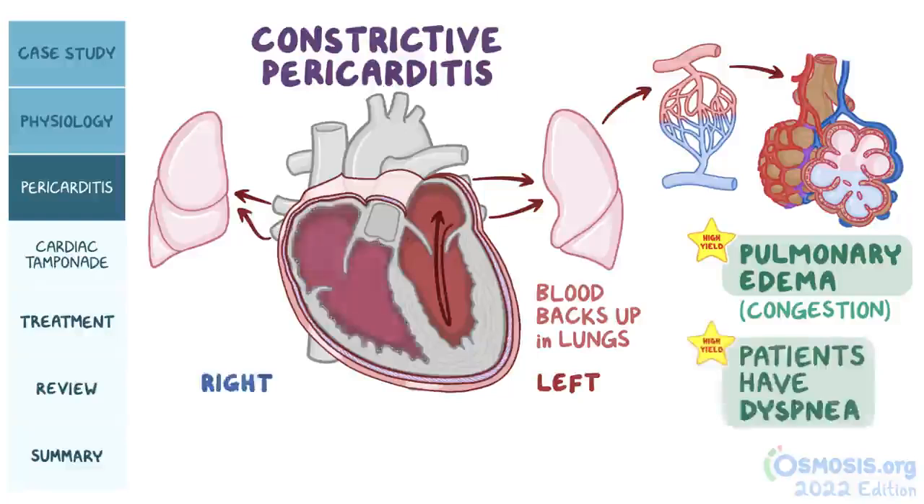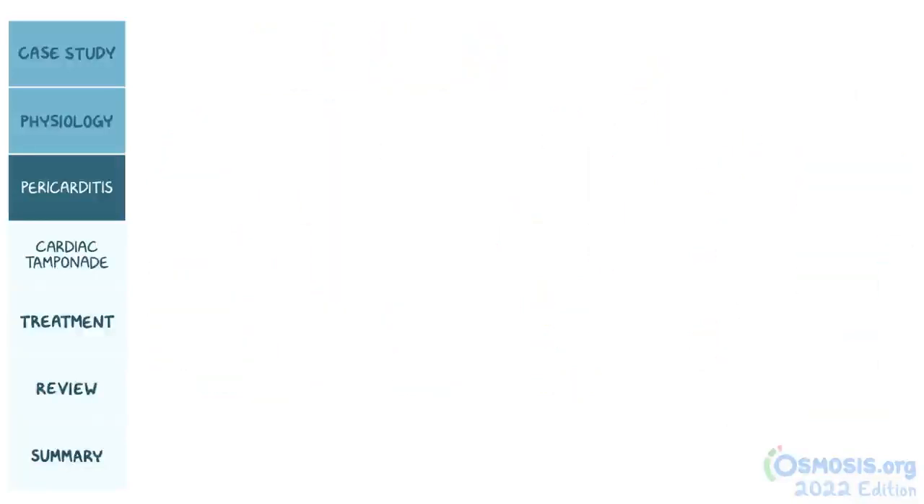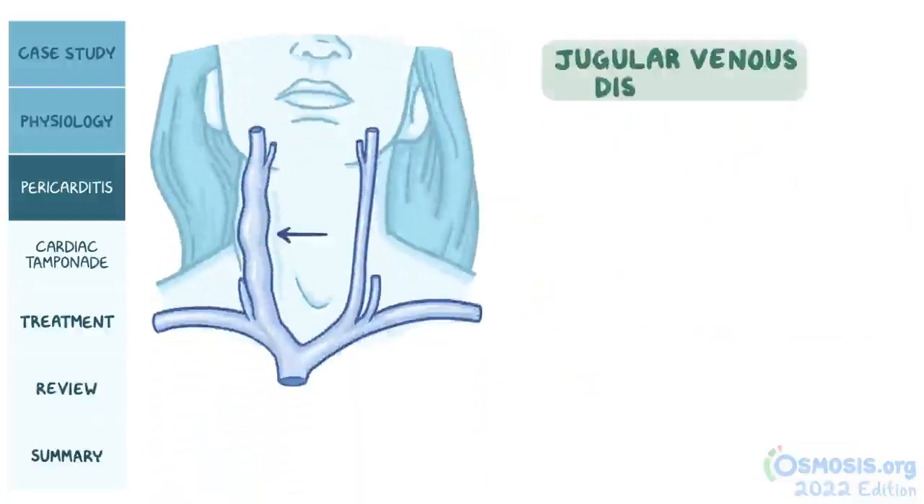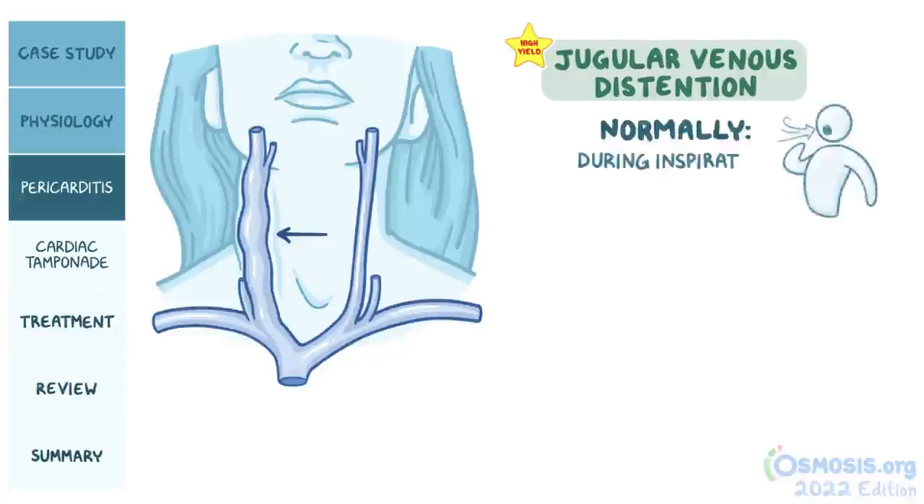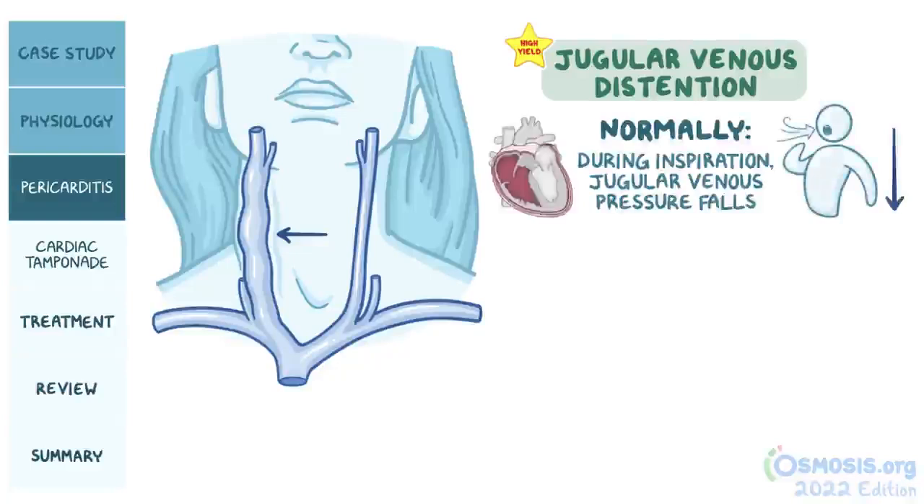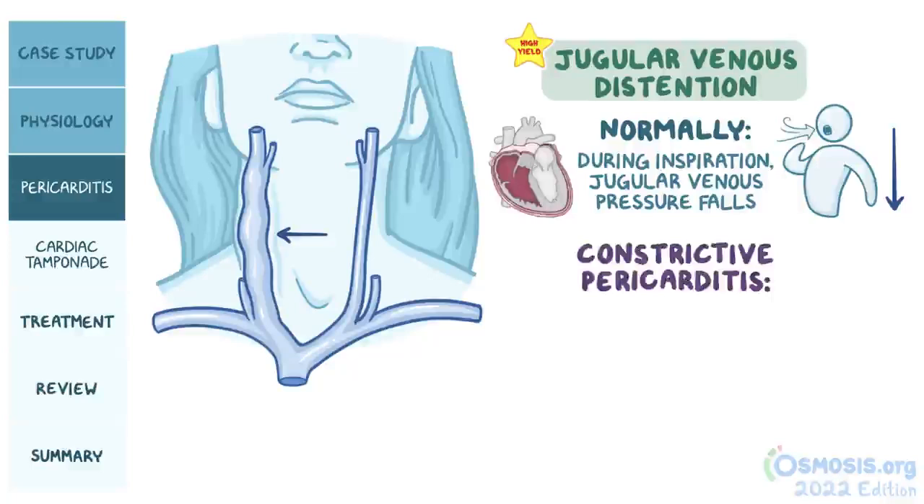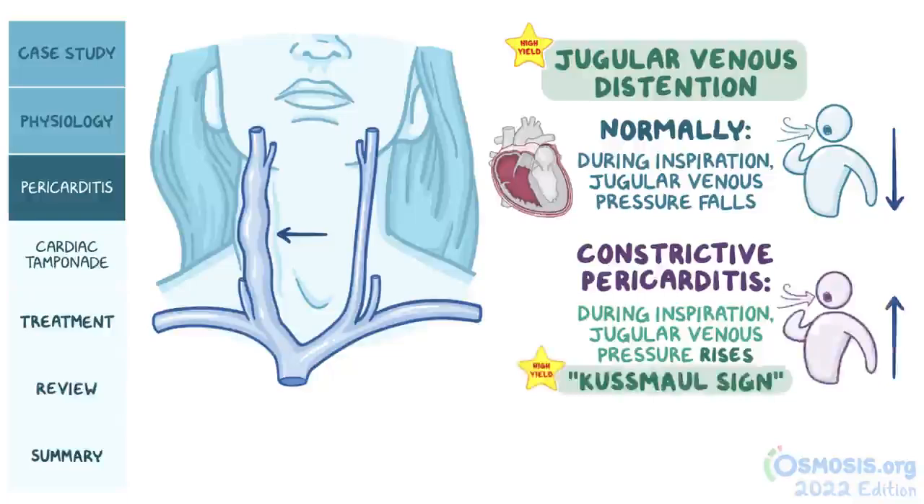And from the right ventricle, blood accumulates in the veins of the systemic circulation. One common manifestation of this is jugular venous distension, where the jugular vein that's relatively close to the heart becomes enlarged and distended. One fact that you have to remember here is that normally, during inspiration, the jugular venous pressure falls because blood returns to the right ventricle. However, in constrictive pericarditis, the right ventricle isn't as compliant. So in this case, during inspiration, the jugular venous pressure will paradoxically rise, and this is called Kussmaul's sign.